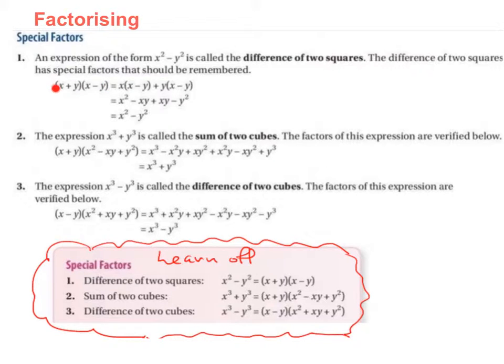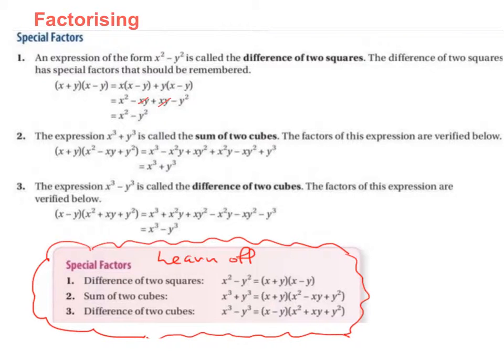So this is the format for the difference of two squares, and just to check are we right, we can multiply this out. x by x is x squared, x by minus y is minus xy, y by x is xy, and y by minus y is minus y squared. Minus xy and plus xy will cancel, leaving us with the x squared and the minus y squared. So if we start off with x squared minus y squared, which is known as the difference of two squares, we end up with bracket x plus y bracket x minus y bracket.